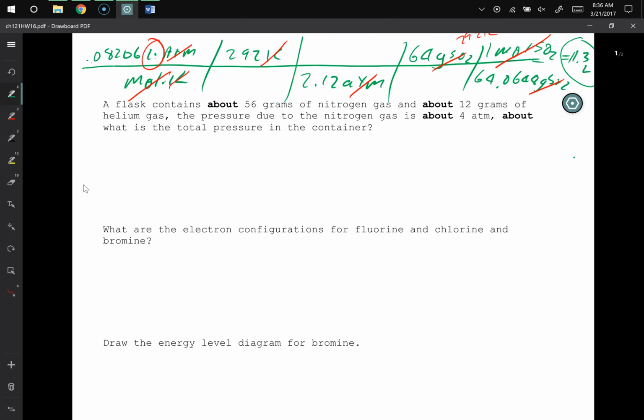Okay, so we have this flask. It's got 56 grams of nitrogen and 12 grams of helium, and the pressure due to the nitrogen is 4 atm. What's the total pressure in the container? Okay, so if I take 56 and I divide it by 28, I get 2. Why am I doing that?